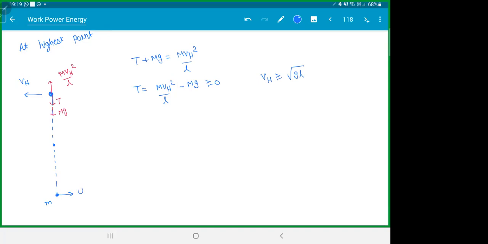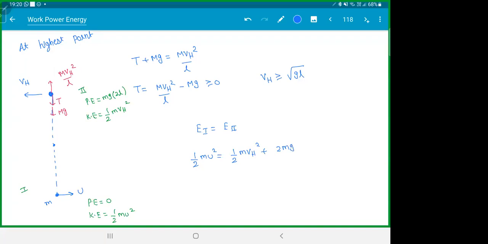So if you take this point speed u here, this is your state 1, this is your state 2. Potential energy 0, kinetic energy half mu square. At the highest point, potential energy is mg times 2L, kinetic energy half mvh square. If you conserve energy, energy in state 1 is equal to energy in state 2. We are taking the minimum case. Then half mu square is equal to half mvh square plus 2mgL.